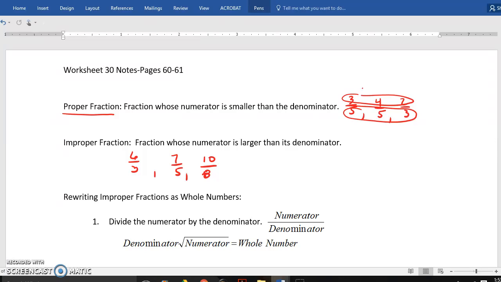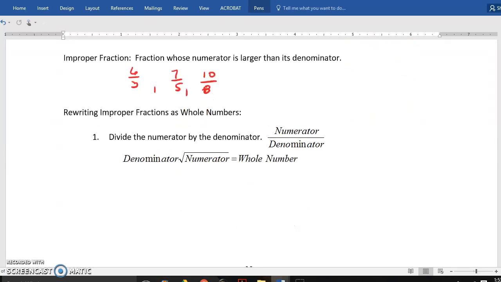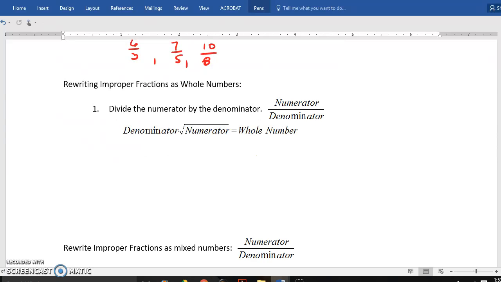Now, when this occurs, what we like to do is rewrite them sometimes so they make more sense. The first thing is rewriting improper fractions as whole numbers. Remember, an improper fraction has a numerator greater than the denominator. To figure out the whole number, we divide the numerator by the denominator, and that will give you the whole number.